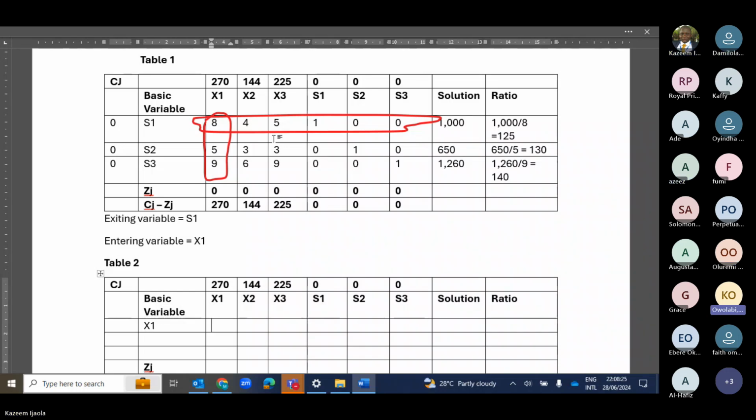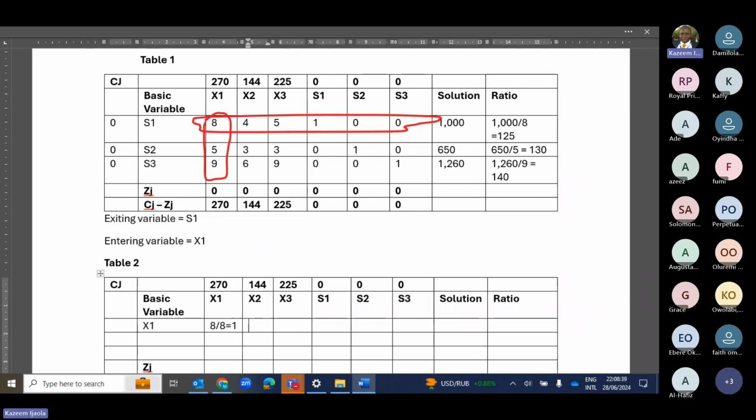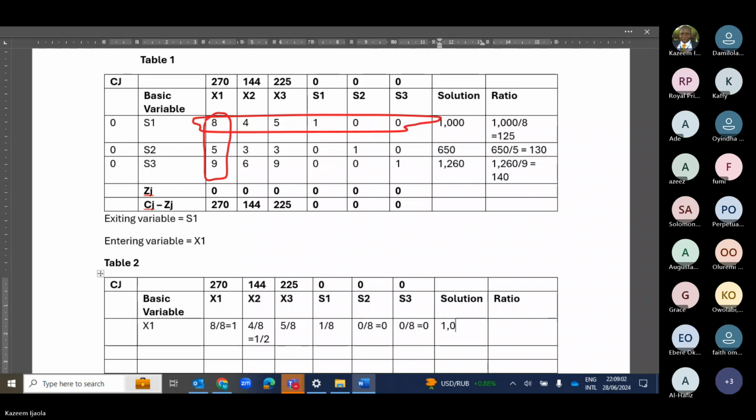8. So for that 8, you must divide the entire row by 8 because the new figure for the key element must be 1. So 8 divided by 8 will give us 1. So you have to divide everything by 8. This one will be 4 divided by 8, which is 1 over 2. Then 5 divided by 8. This one will be 1 divided by 8. This one is 0 divided by 8, which is 0. Then another 0 divided by 8, which is 0. Then 1,000 divided by 8, which is 125.